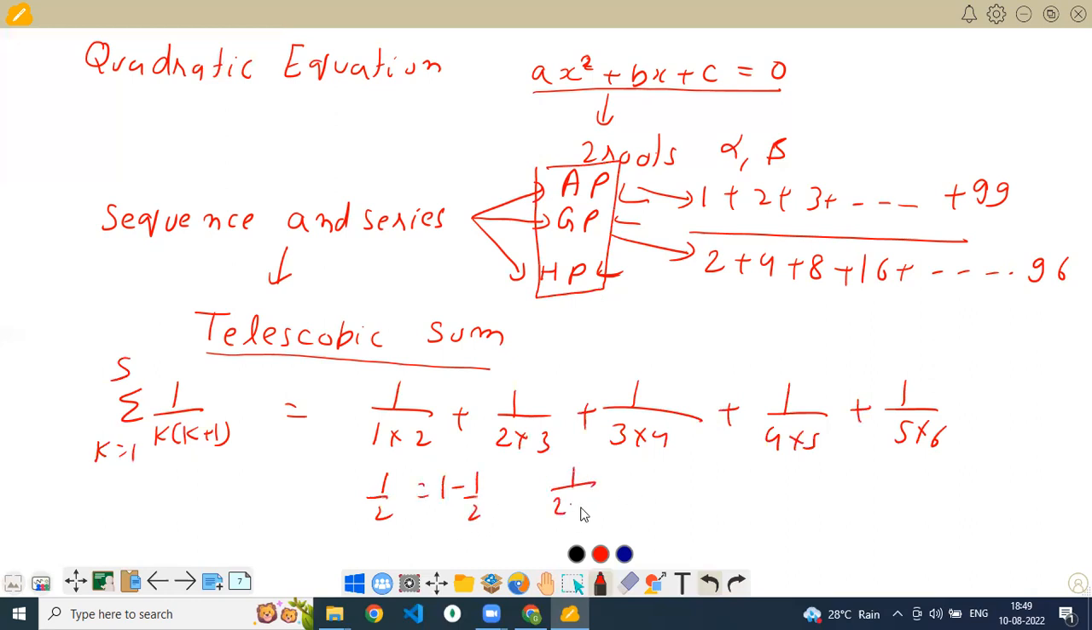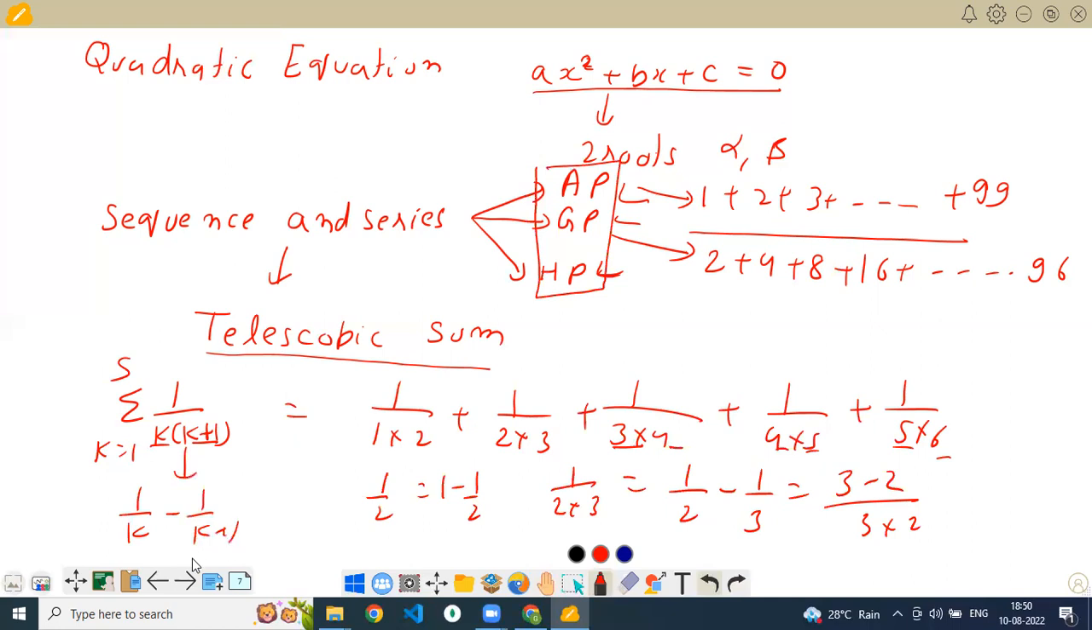1 by 2 into 3 can be written as 1 by 2 minus 1 by 3. This is (3 minus 2) by (3 into 2). So basically what is happening here is all the numbers are 3 into 4, 4 into 5, 5 into 6, k multiplied by k plus 1. So this can always be written as 1 upon k minus 1 upon k plus 1.